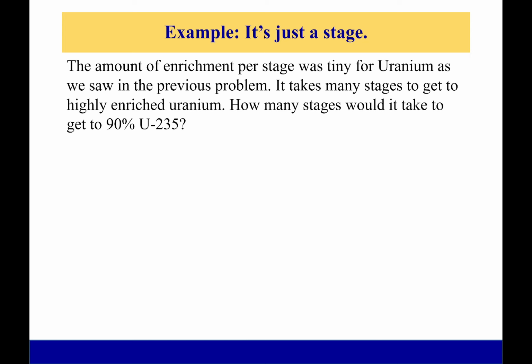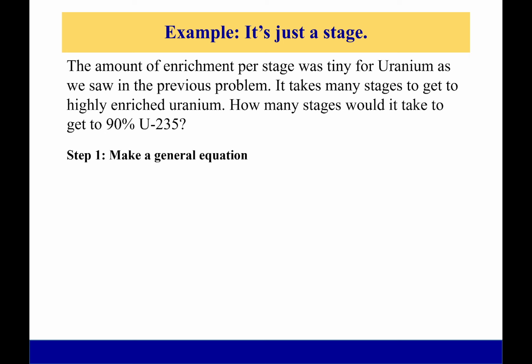So how many stages would it take to get up to 90% U-235? That one stage was really, really small, and that's not very helpful to see how much one stage does. I want to know how many stages I need to get to really weapons grade U-235. As a note, you do not use this heavily enriched uranium in a reactor. That's way too much.